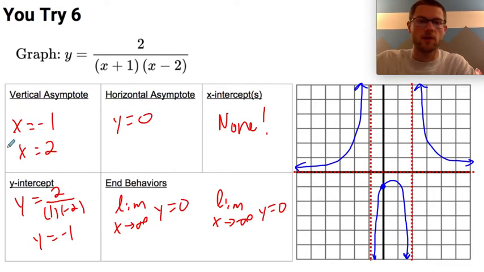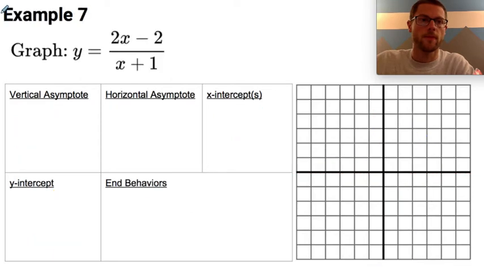All right, and here is my solution for the U-try number 6. In our final example here, we want to graph something that looks like this. This one's a little bit more complex than the last, or at least a little bit different, maybe not necessarily more complex. Let's go through the same motions we have been so far.